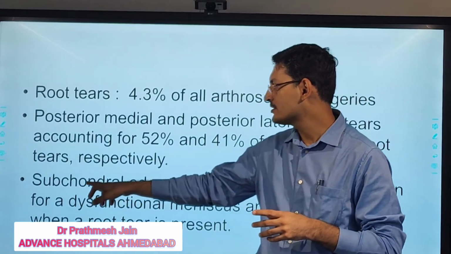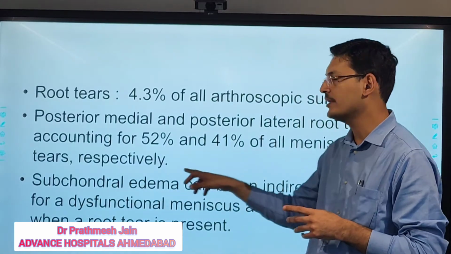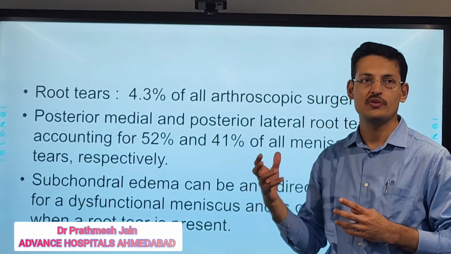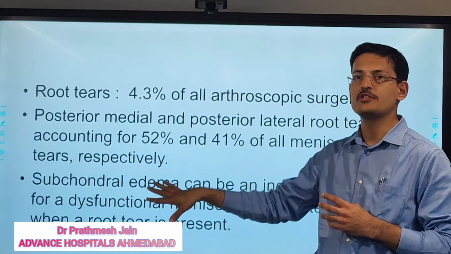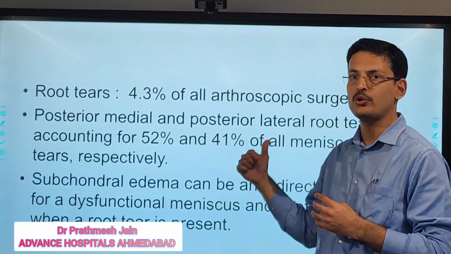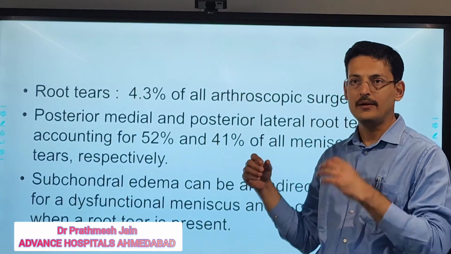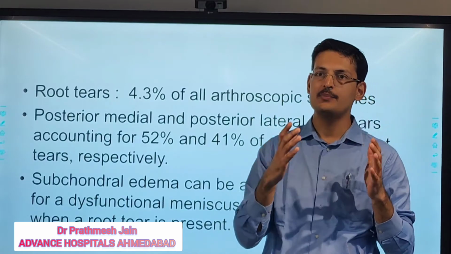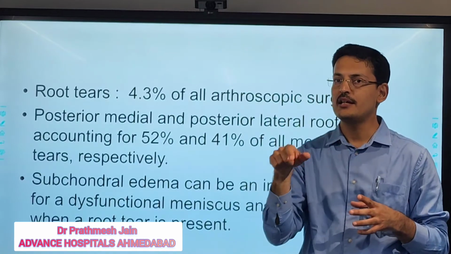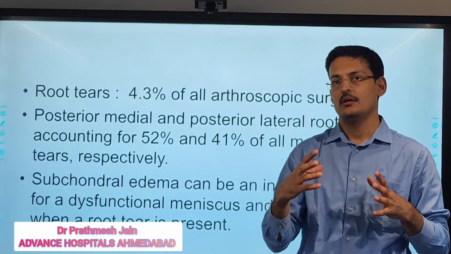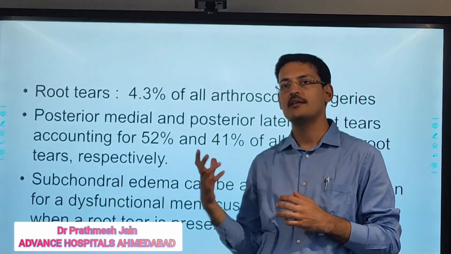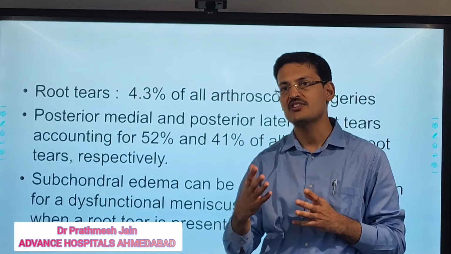Now this is very important. Subchondral edema, that is a very important thing. Earlier this pathology was called a SPONK lesion, spontaneous osteonecrosis of the knee, and now most of these cases of SPONK lesion are actually not SPONK lesions, but lesions due to root tear. Because when there is a root tear, the meniscus becomes a dysfunctional meniscus from a functional meniscus. Earlier the meniscus was doing its work, which is basically to absorb the force. It's like a cushion. Once there is a root tear, the meniscus becomes dysfunctional.